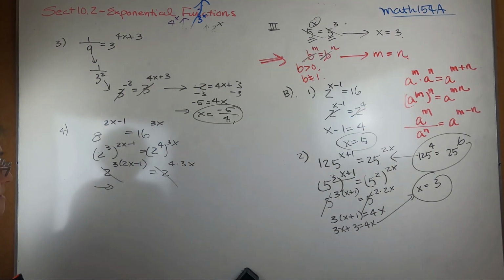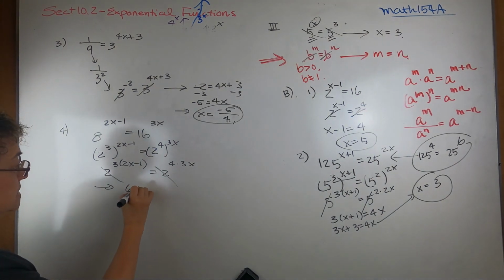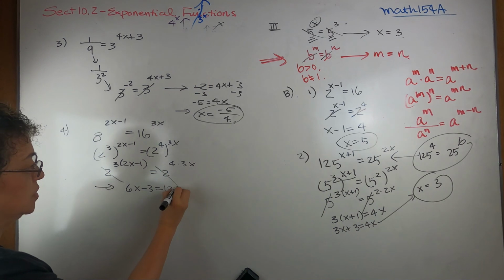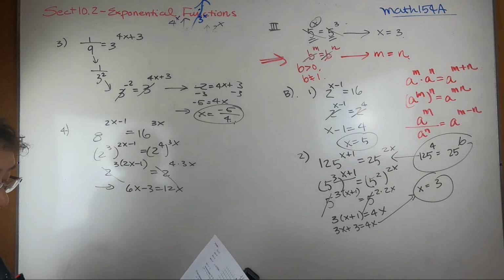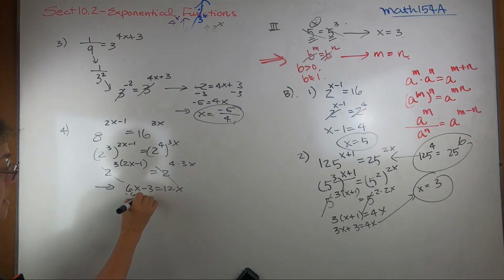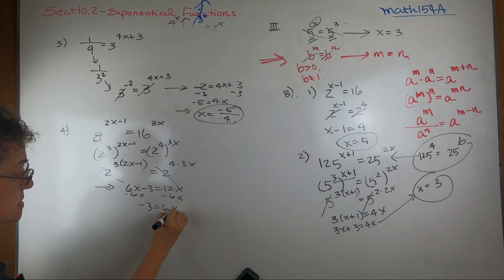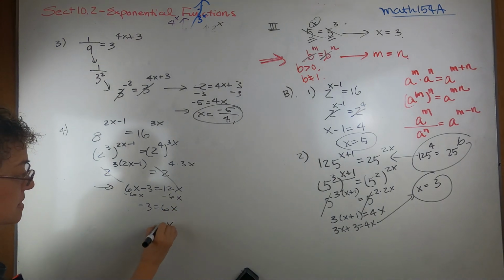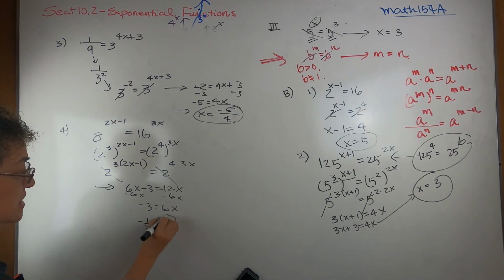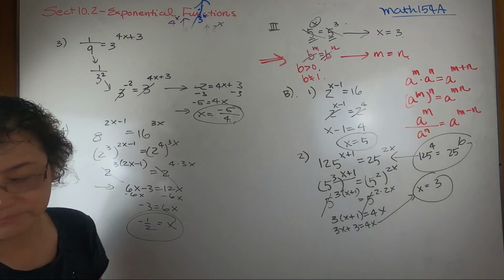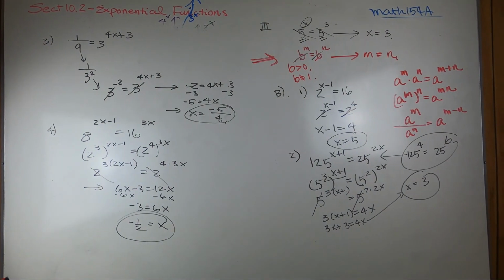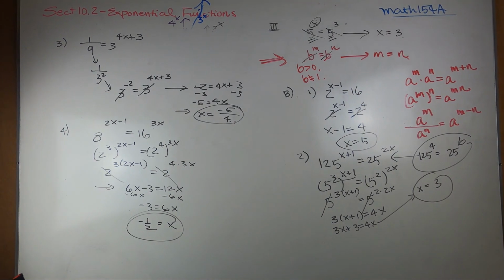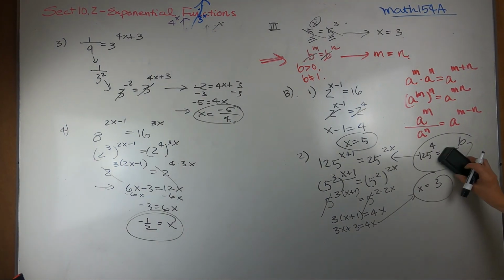Same base, we can use what? 6x minus 3 equals 12x. Then you will solve it. Minus 6x. So negative 3 is 6x. And divided by 6, x is what? Negative half. Right? Are we good?